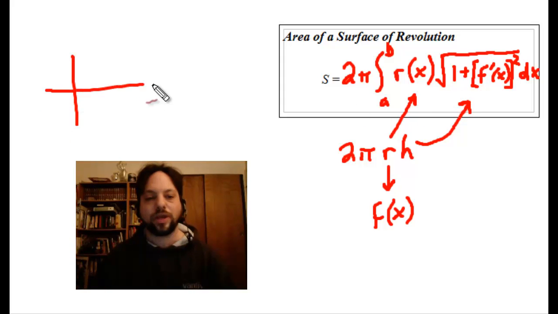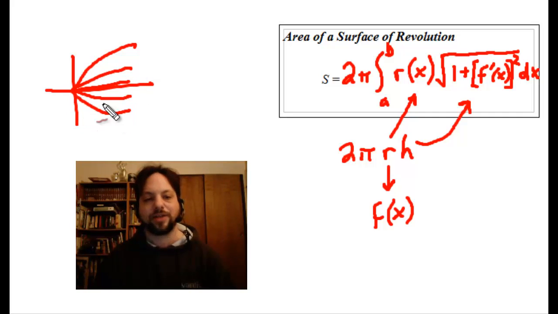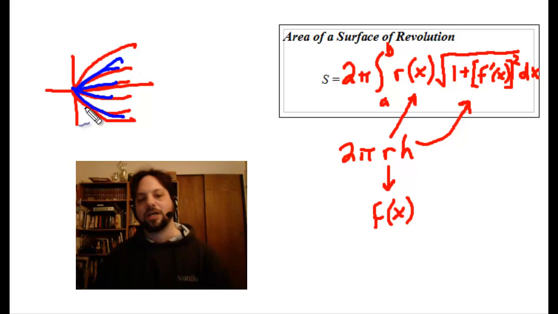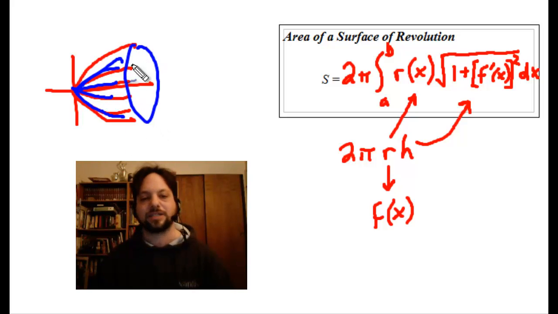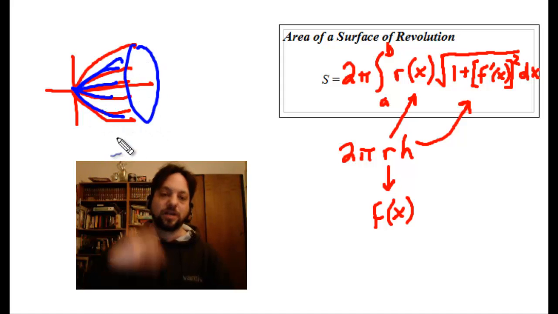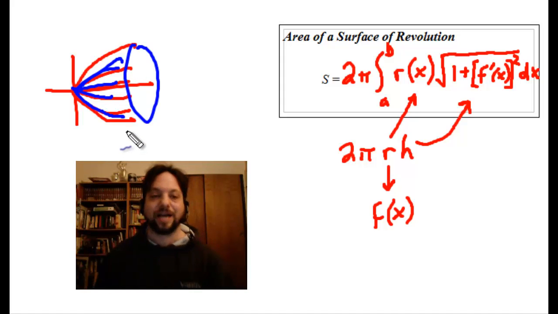If you like, what you can think of it as is taking this arc length and just rotating it all around the axis of revolution. And then, of course, it would come back on the backside and look like this. So essentially, we're just taking this arc length and rotating it, and that will give us the surface area of our solid. Pretty cool, pretty useful, not too difficult.